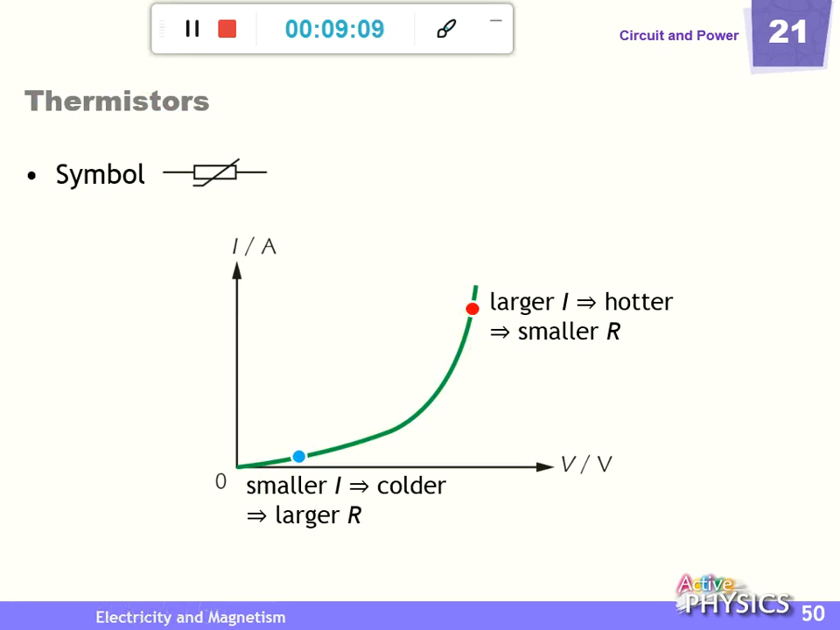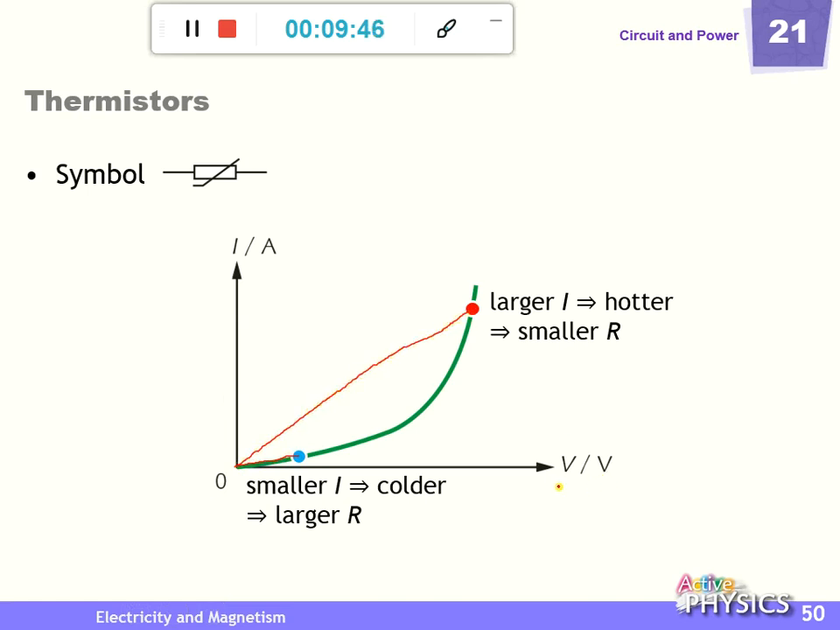And how about next? It will be the thermistor. The symbol will be this one. The graph will curve upward like that. Smaller V means that maybe it is the cooler case. Smaller current means larger R. Next case, larger current means that this one will be hotter, smaller R. Once again, how to know whether this one is the larger R or smaller R? Look at this slope.